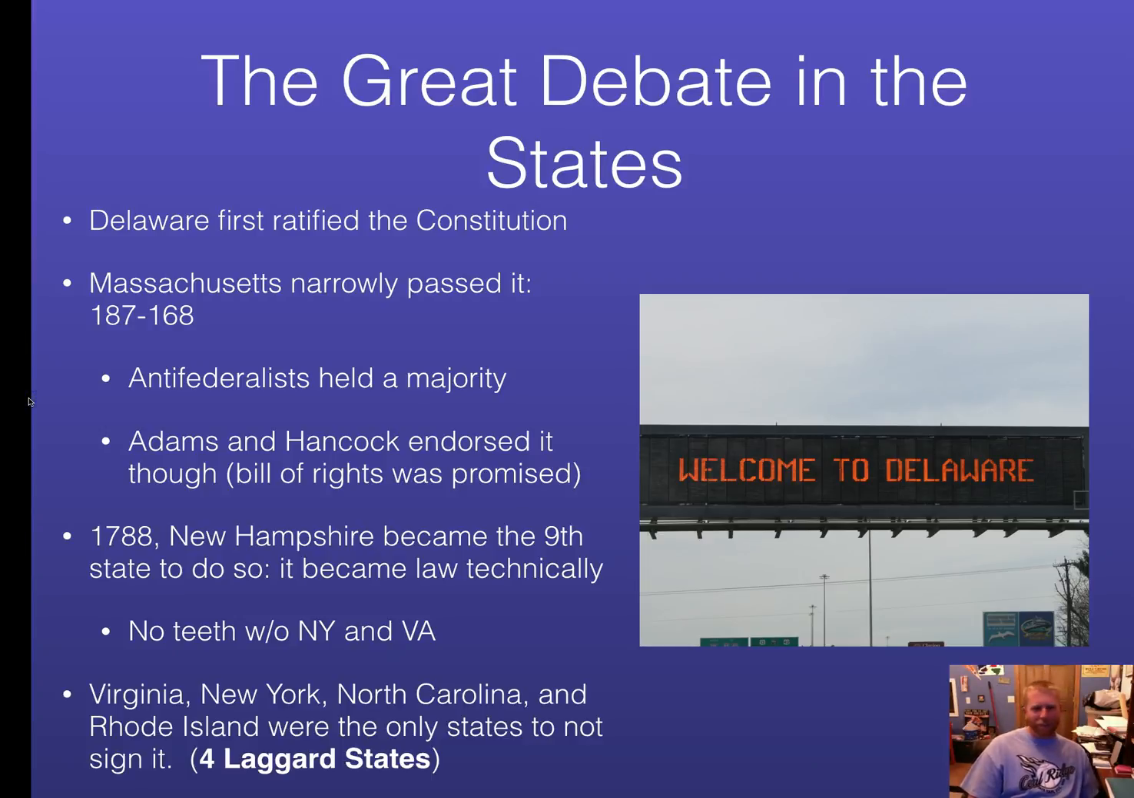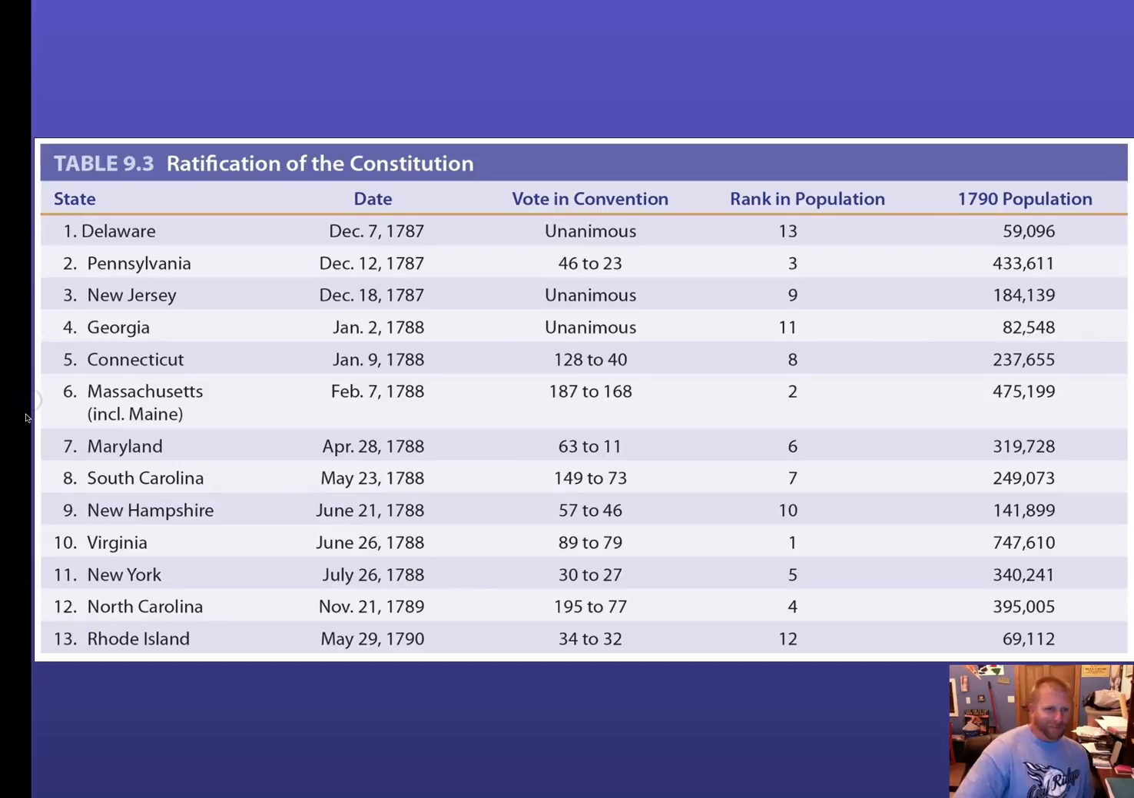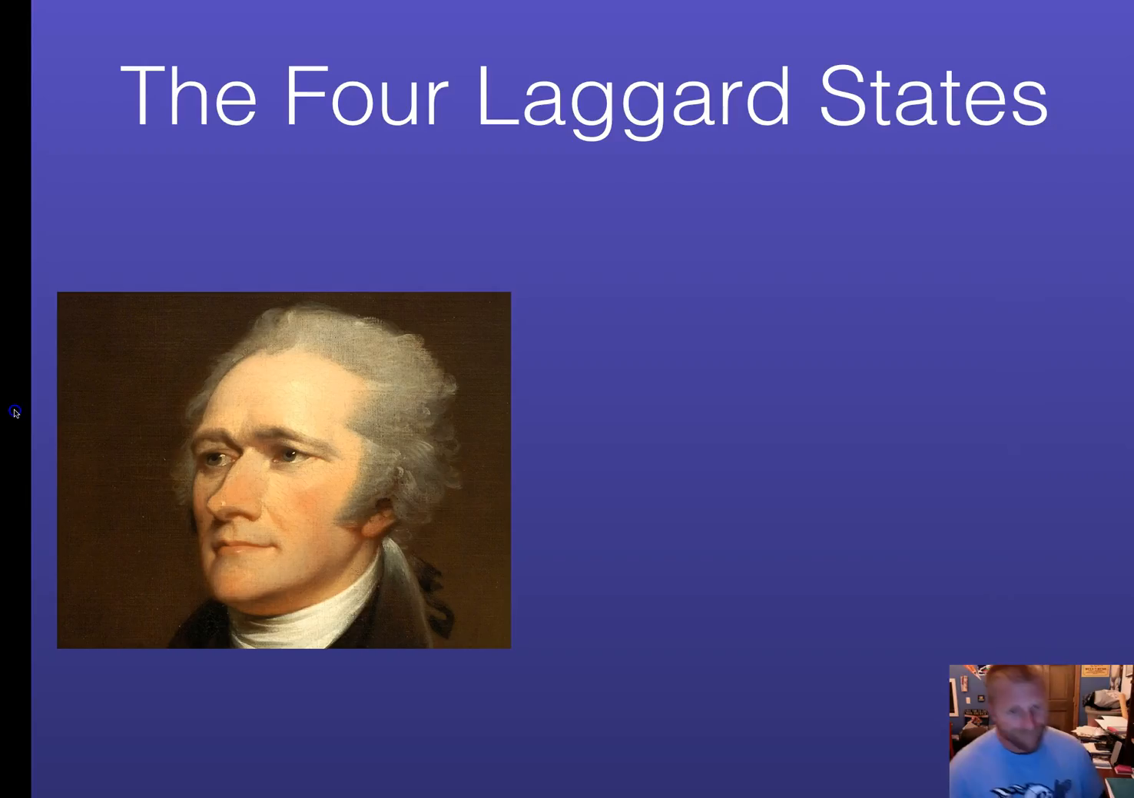Virginia, New York, North Carolina, and Rhode Island were the only states to not sign it right away. They're called the Laggard States. They're lollygagging around. So here's the order of states that ratified the Constitution. You can see also their rank in population and the vote to ratify it.